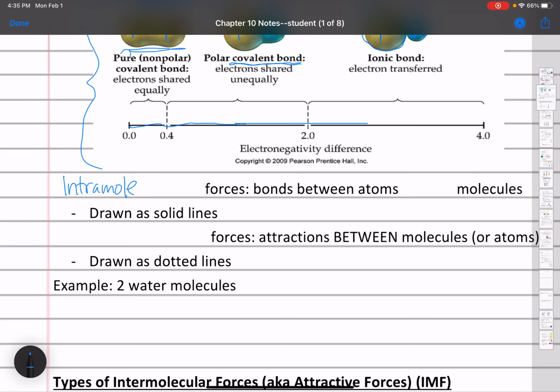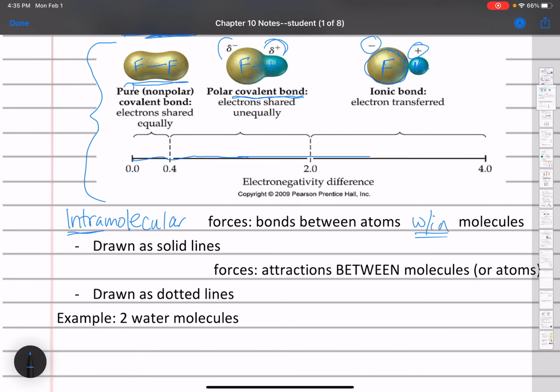Okay, so these bonds that we're talking about, covalent and ionic bonds, are what we call intramolecular forces. Intra means within. These are forces between atoms within the molecules, and we draw these as solid lines. So HF, that's a covalent bond. It's a force. It represents the sharing of electrons, right?